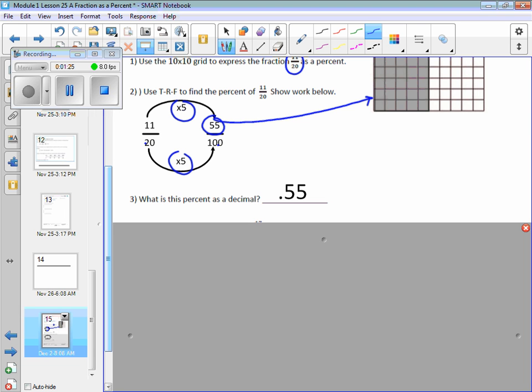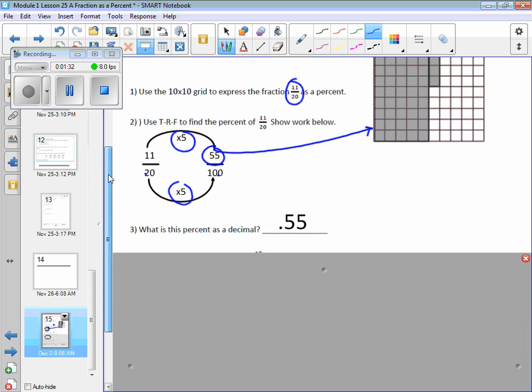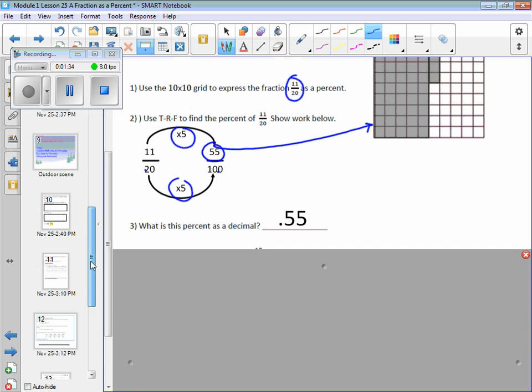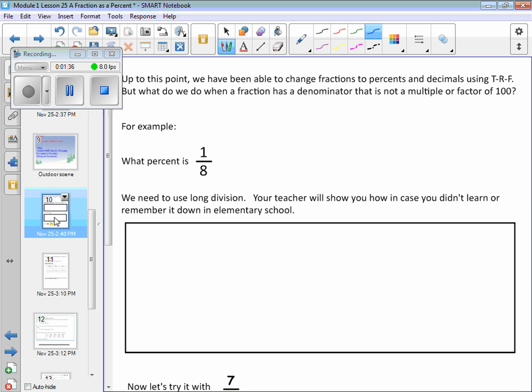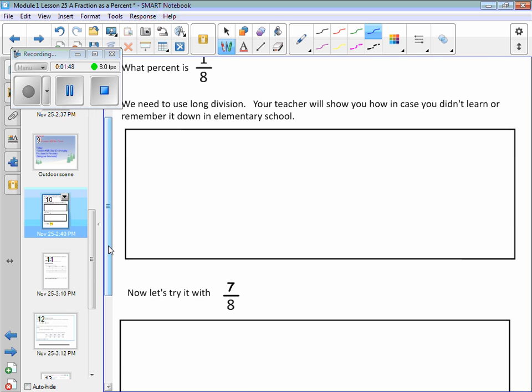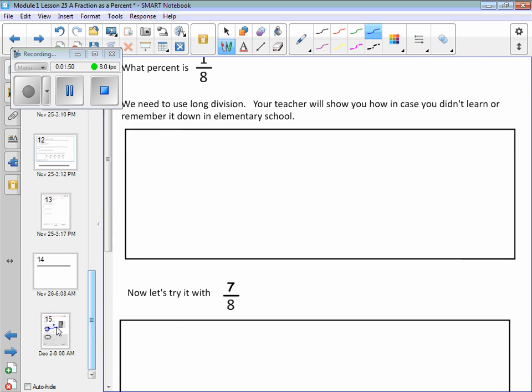Okay, we're going to take that a step further today when we do irregular fractions, a little bit later on. We're going to work on 1/8 today, because for 1/8 there's not an even number or a whole number that we can multiply 8 by that's going to give us 100. So I'm going to show you how to use long division when we get to that. Finishing up with the homework though.